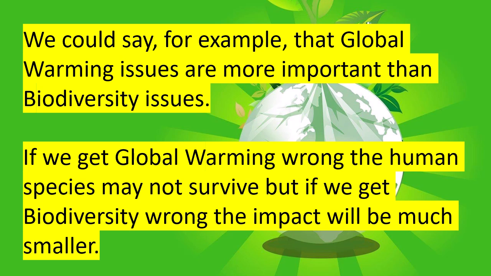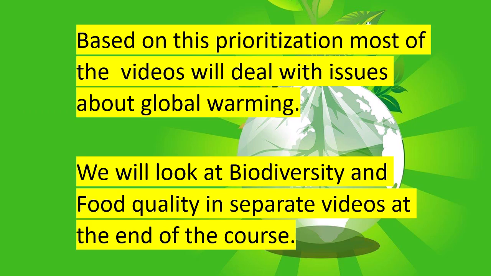We could say, for example, that global warming issues are more important than biodiversity issues, because if we get global warming wrong, the human species may not survive. But if we get biodiversity wrong, the impact will be much smaller. Based on this prioritization, most of the videos will be dealing with issues about global warming. We will look at biodiversity and food quality in separate videos at the end of the course.